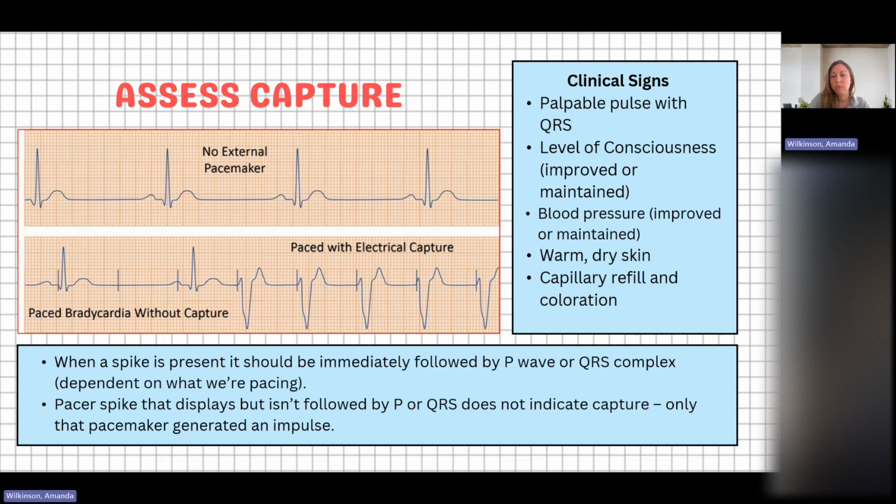But we still need to go further. Electrical capture means the signals got through. Mechanical capture means it's actually caused contraction. So again, we assess the patient. Do they have a pulse with the QRS? Is the LOC stable or improved? Is the blood pressure holding or rising? And are they warm, dry, and pink with good cap refill? So this confirms that the pacemaker is not just firing, but is actually making the heart pump effectively.